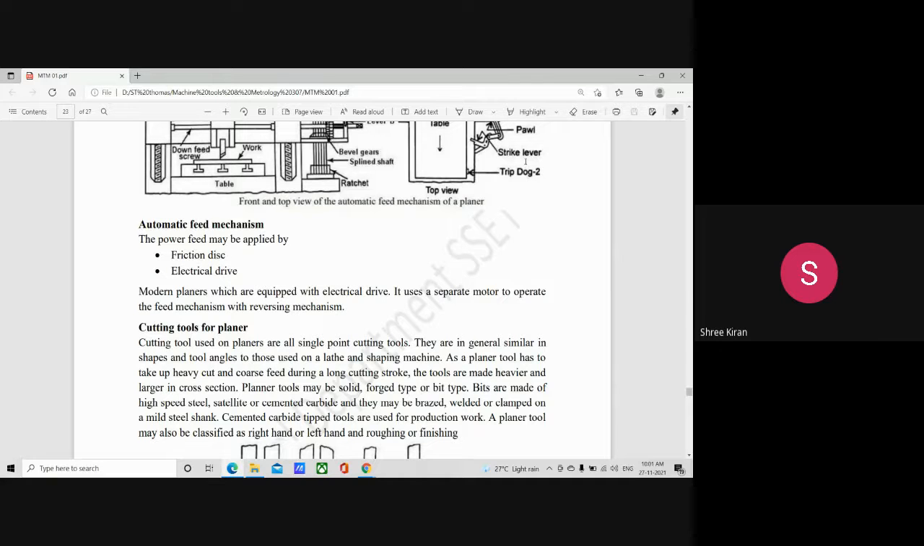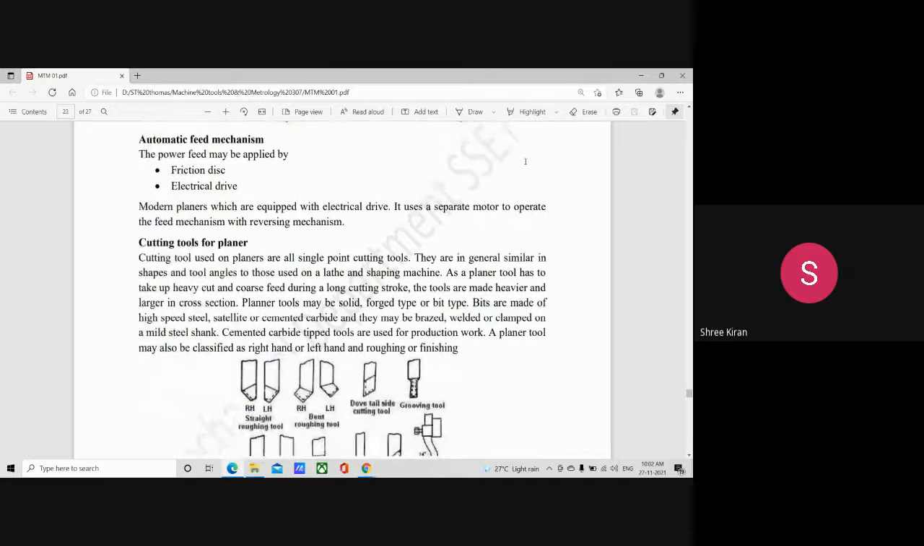The main thing is it uses a separate motor to operate the feed mechanism. It always uses a separate motor according to the requirement, the functionality, and other machining aspects, whether it's heavy or normal. We consider a motor which is separate to operate the feed mechanism with the reversing mechanism. That is what happens. Now, cutting tools for planers.